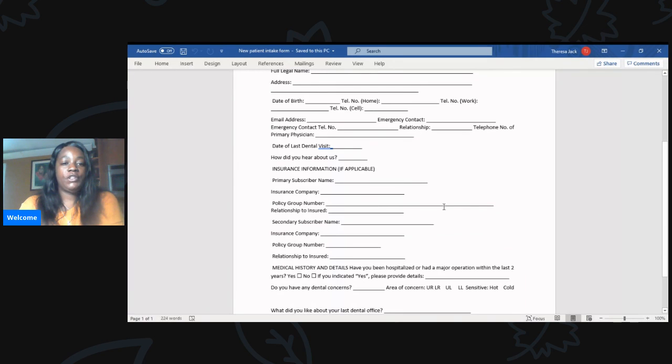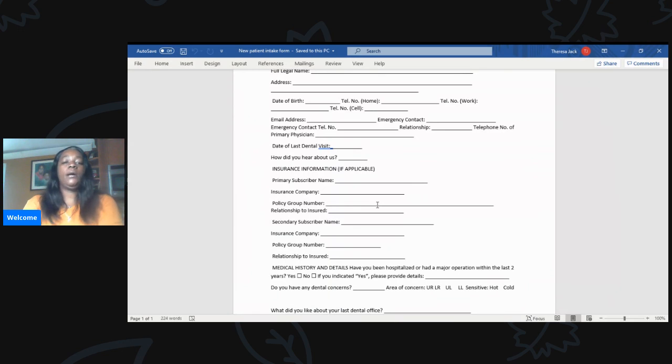Okay, insurance information. The primary subscriber's name. This is the policyholder's name. So who is the insurance through? Is it through you? Is it through your husband? Things like that. So we want to know the primary subscriber name. We want to know their name. We want to know the name of the insurance company. The policy or group number is very, very important. You want to make sure that you are getting the patient's group number.